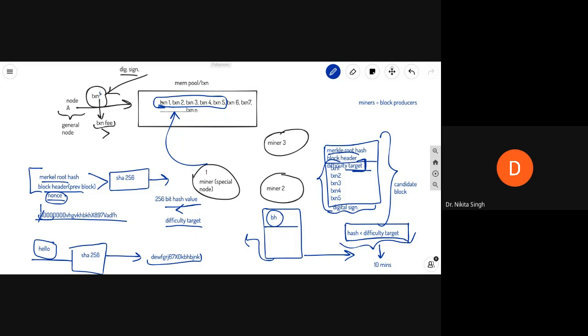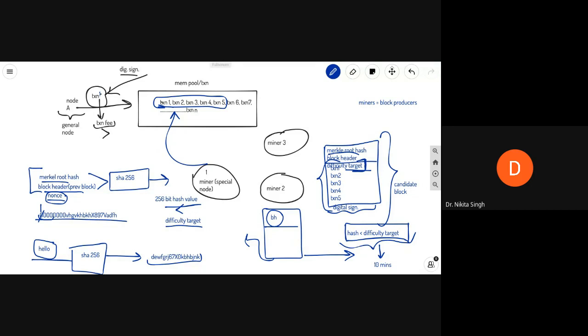Then she will broadcast her block to the network. And other miners will verify that block, that is, they will check the miner's digital signature, and they will extend the blockchain from this new block only if they find that this block is valid.